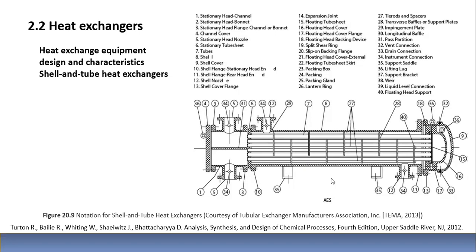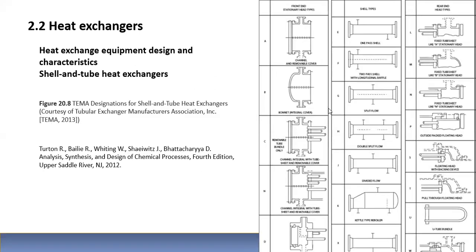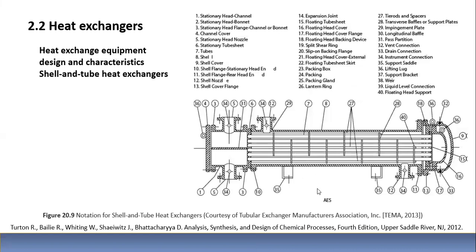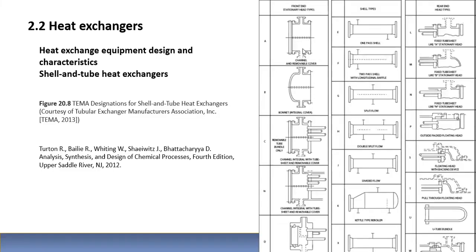Mire esta configuración AES. Configuración A quiere decir que el cabezal es el tipo A. No alcanzo a leer aquí, Channel Unremovable Cover. No alcanzo a leer aquí qué dice esta configuración. Luego dice AE es One Pass Shell. Quiere decir que esta configuración, el A es este, tiene removable cover.